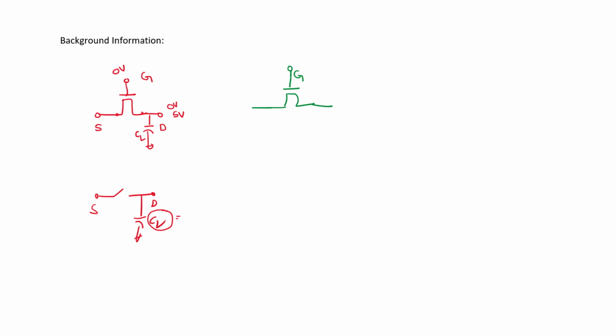If a positive voltage VDD is applied at the gate terminal and the input voltage is 0 volts, we know this transistor is on, that means a low resistive path exists between these two terminals. So whatever voltage or charge is stored in this capacitor will simply discharge through this transistor. That means the output voltage will be 0 volts.